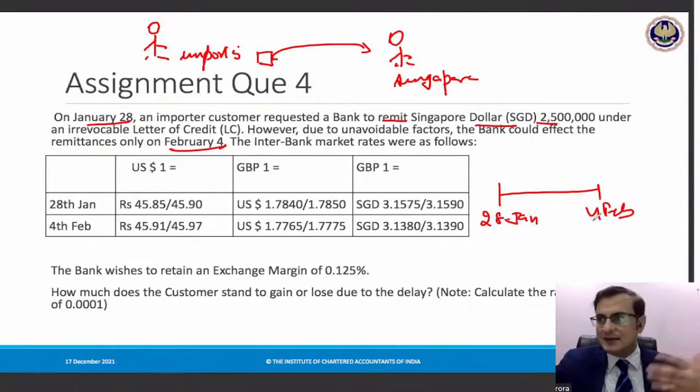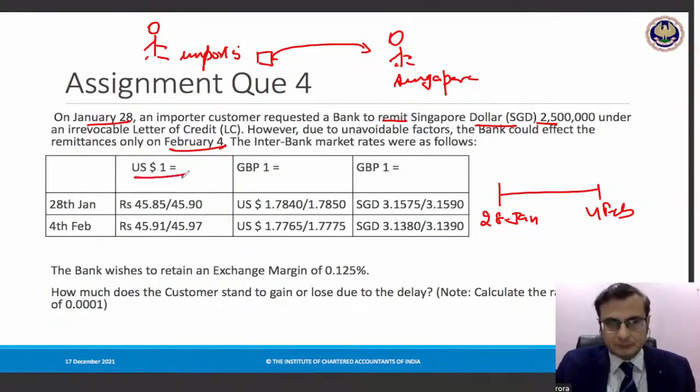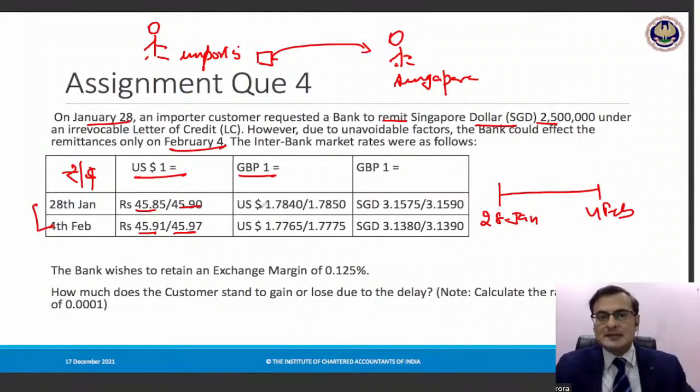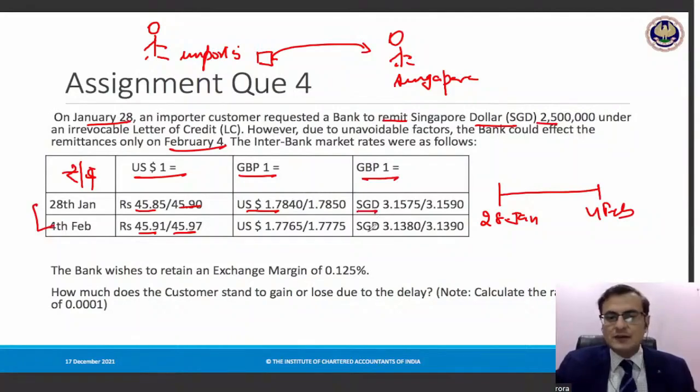And you know the Singapore dollar is a very widely traded currency, right? So you can have a loss or a profit because of the higher exchange differences. The interbank rates were as follows. Now you can see the rate is given as INR per dollar, bid and ask for the 2 dates. Then the dollar in terms of Singapore dollars is given. The bank wishes to retain an exchange margin of 0.125.